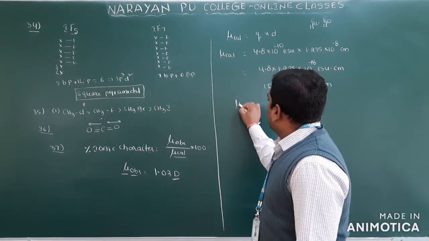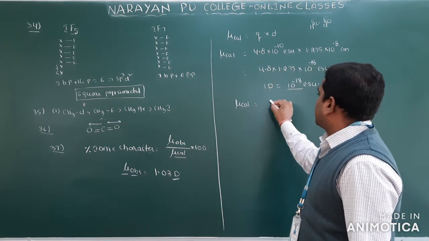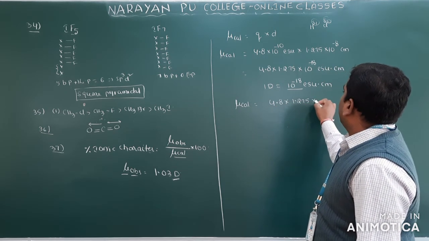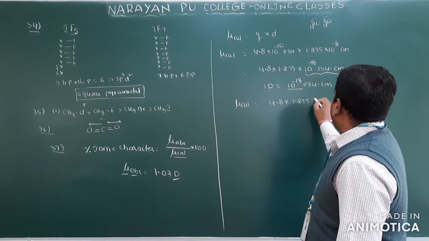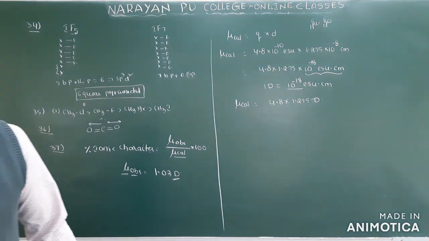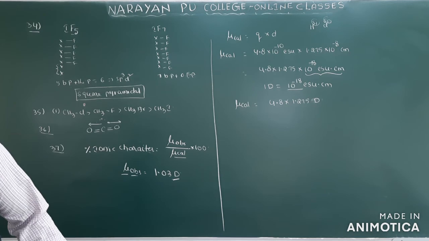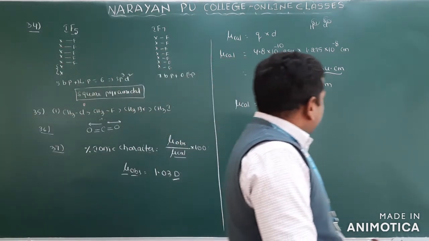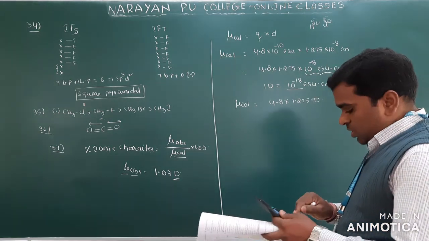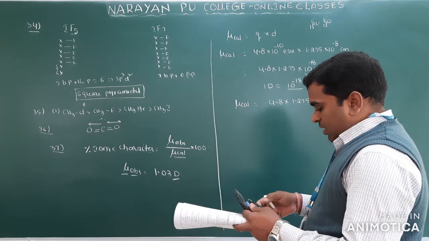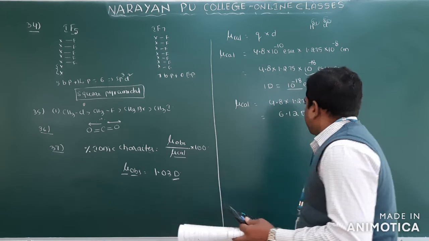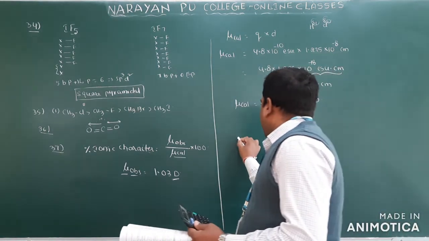So mu calculated can be written as 4.8 into 1.275 into, instead of this, Debye. Clear? Now if I do the calculation for this, 4.8 into 1.275, what is the value here? 6.12 Debye. This is the value. Now what do we have to calculate?